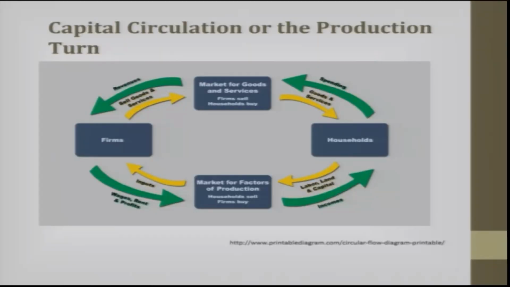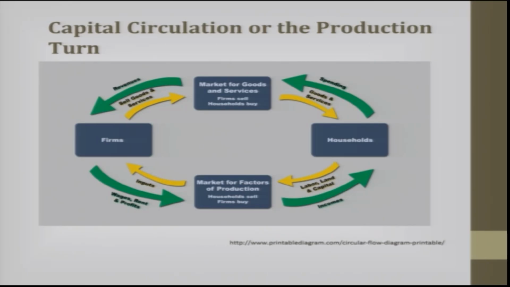So, this is the nutshell about the capital circulation or the production turn. If you look at it, the firm is there. Sales, goods and services, market for goods and services, the firm sells to households who buy, and from there you see that the yellow flow goes in one direction and the green one goes in the other direction. Market for goods and services, market for factors of production, right.